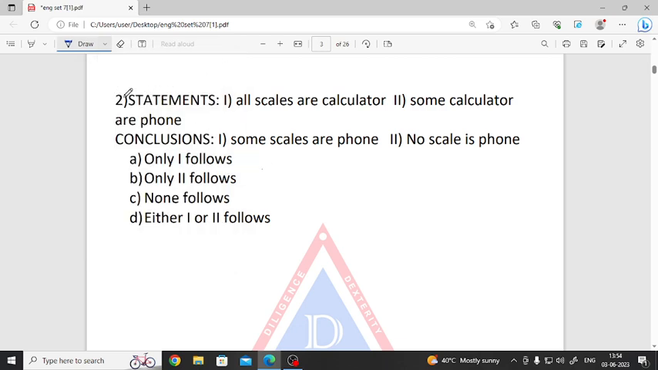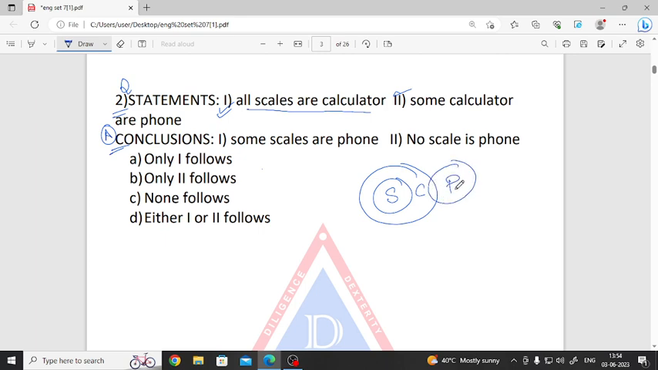What is the next one? Again, this is about statements and conclusions. This is the question given and this is the answer given. The first statement says all scales are calculators. Then some calculators are phones.